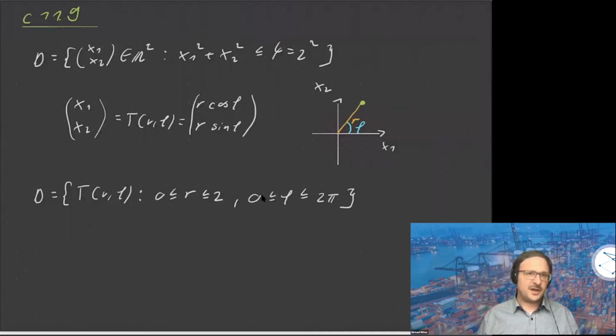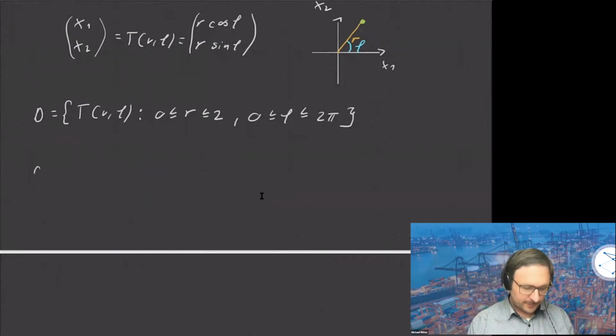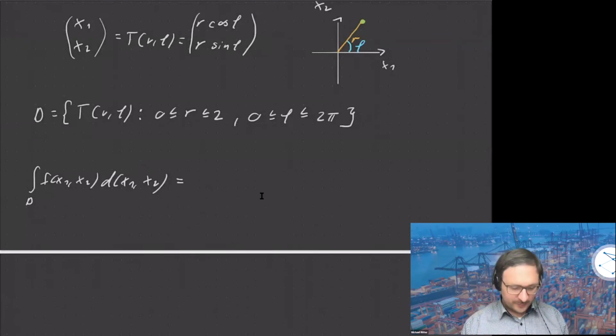It actually looks like a polar box if you want, right? So the coordinates do not depend on each other. So it should be much easier to compute the integral using polar coordinates, and that is precisely what we are going to do. So if you want to integrate a function f of x1, x2, dx1, dx2, using polar coordinates, then we can do this by simply using this transformation.